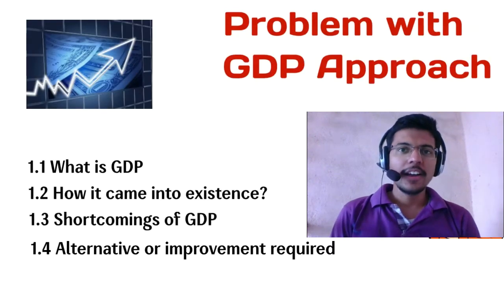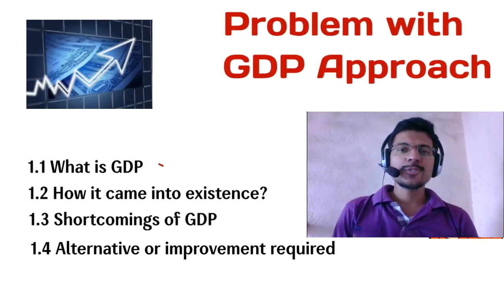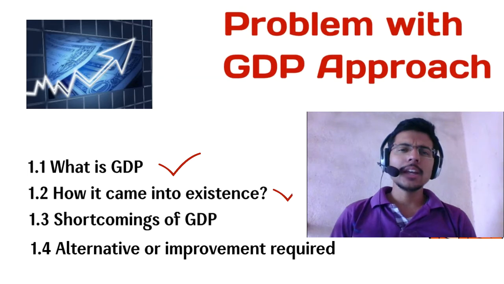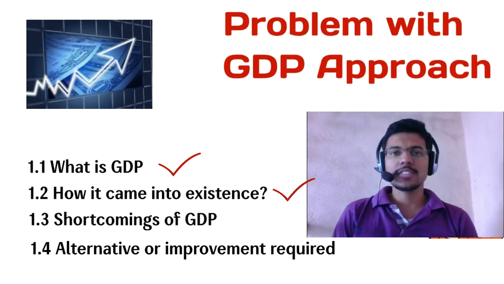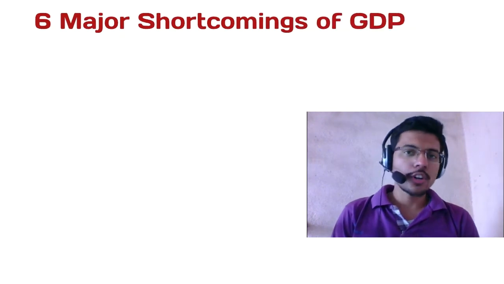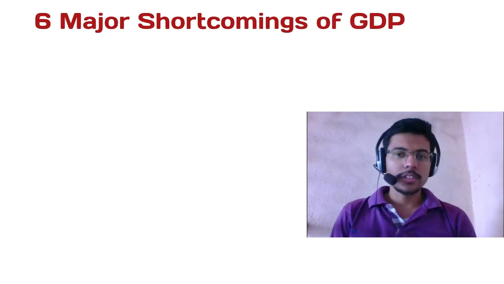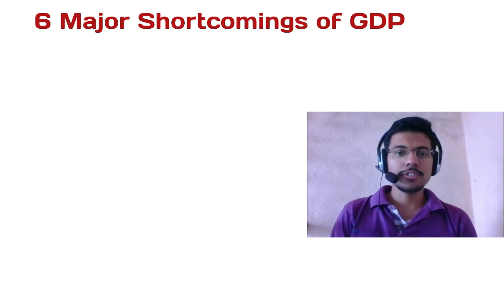Namaste friends. In the last video, we understood the basics of GDP and the circumstances in which it came into existence. Now in this video, we are going to see 6 major shortcomings pointwise. So these are the 6 points that we will discuss in today's video.